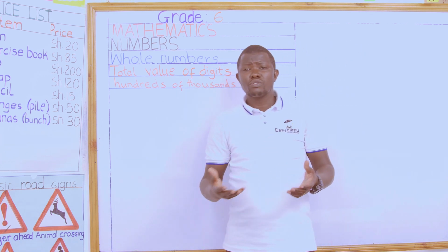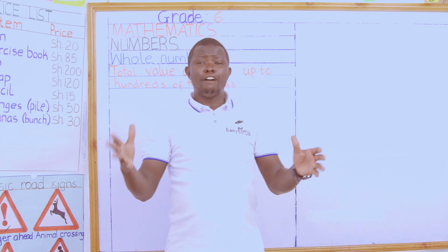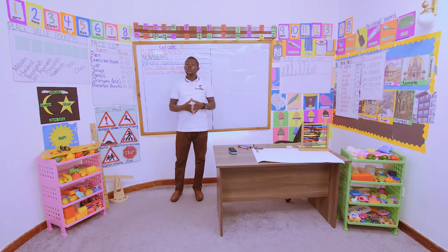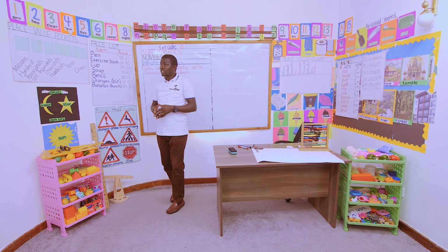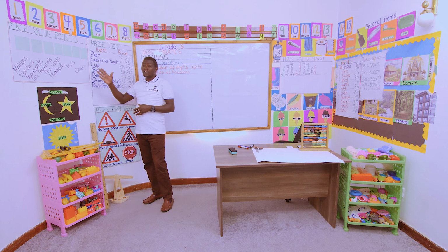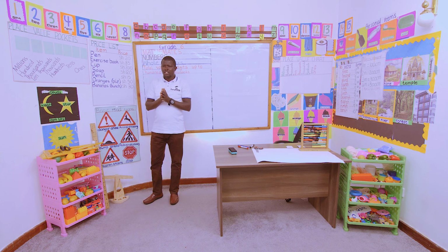We also said we cannot work out total value unless we have first learned place value. In our previous lesson, we saw that place value is the position of each digit in a number.